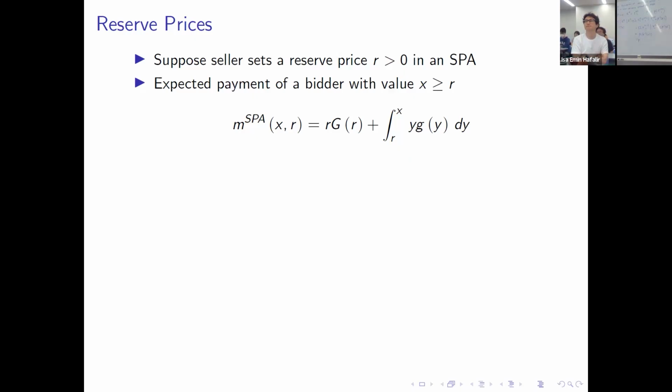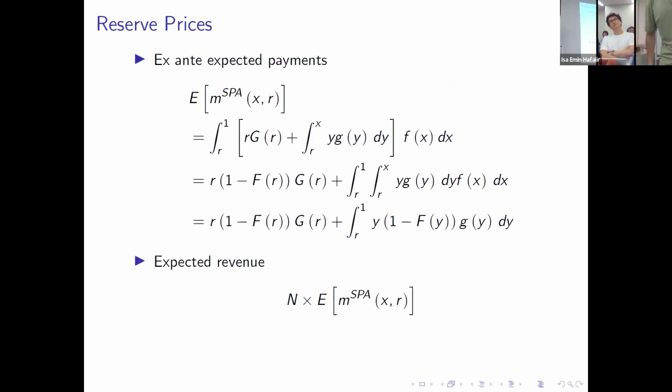And for the rest, if at least one bidder among my opponents has a value greater than R, then this value will have a density of small g(y), and I'm going to integrate this over R to X, because if the highest value among my opponents is greater than my value, then I will not win anyway. Okay. So now, in order to calculate the ex ante expected payment of a bidder, I need to take the integral of this from R to 1, right? Because if X is smaller than R, then the payment is 0 anyway.